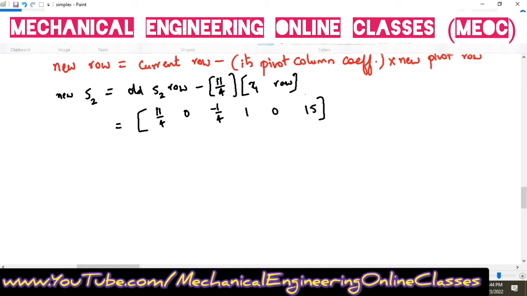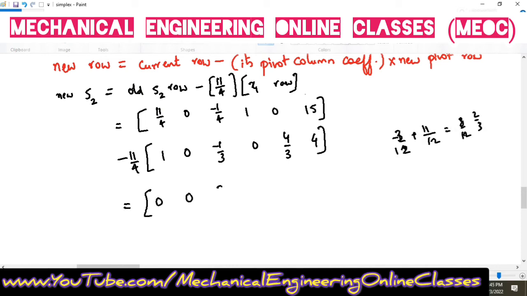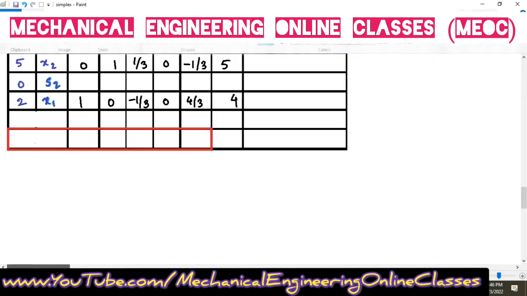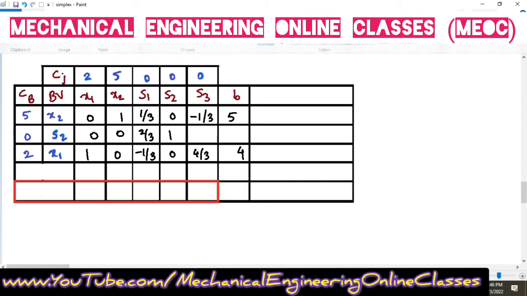This is the old S2 row. Minus 11 by 4 into x1 row, which is 1, 0, minus 1 by 3, 0, 4 by 3, 4. This is equal to 0, 0, this is 2 by 3, this is 1, minus 11 by 3, 4. So this is the new S2 row. Let us write this down here. 1, minus 11 by 3 and 4.